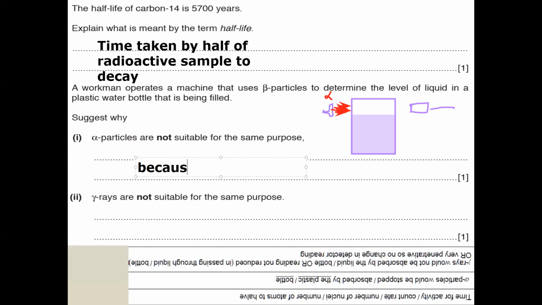So why is alpha particle not suitable? Because it cannot pass through the walls of a container, or the plastic. And why is gamma not suitable for this purpose? What is the reason?